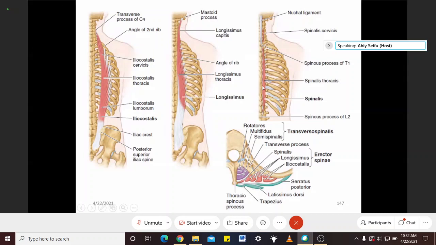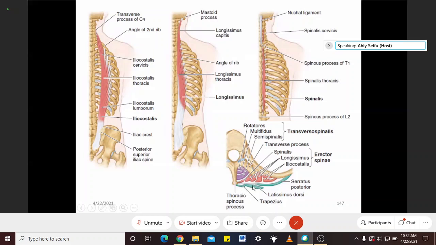And this one shows the spinalis, which has the thoracic, the cervicis, and also a capitis, but those muscles are not well developed. Look, those are the transverse sections of the vertebral column that show the positions of the muscles.